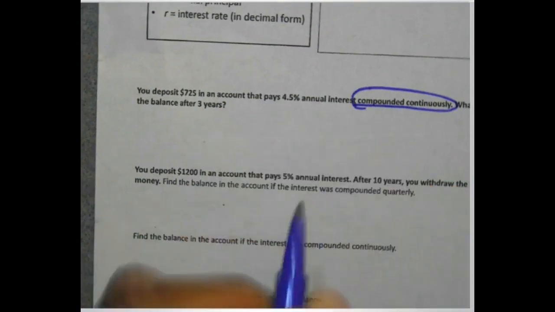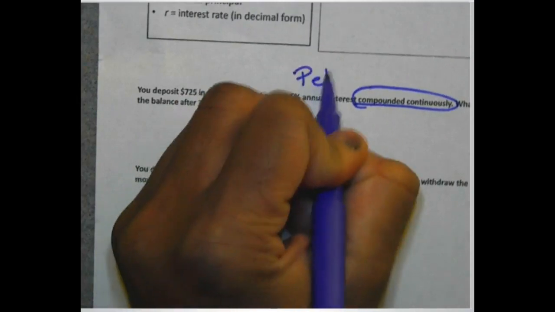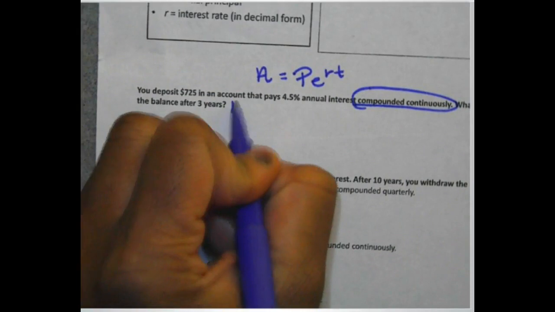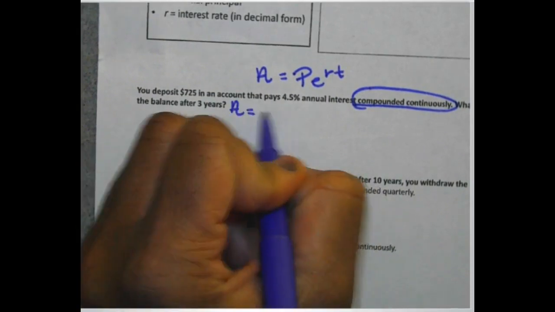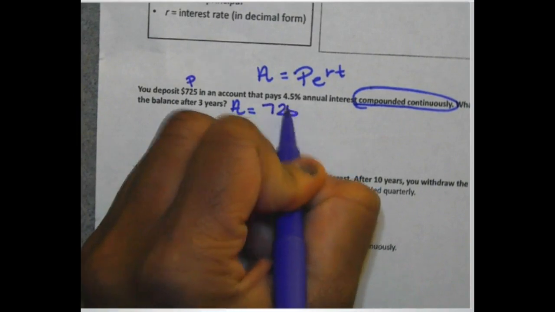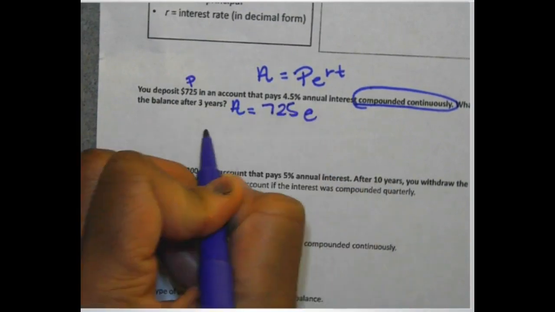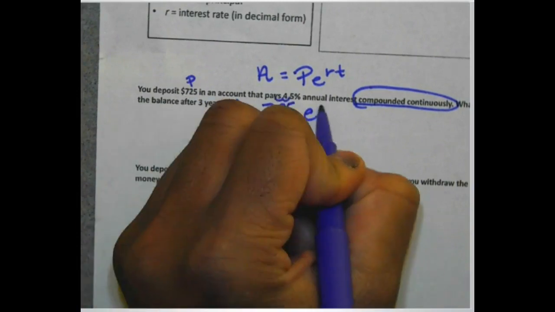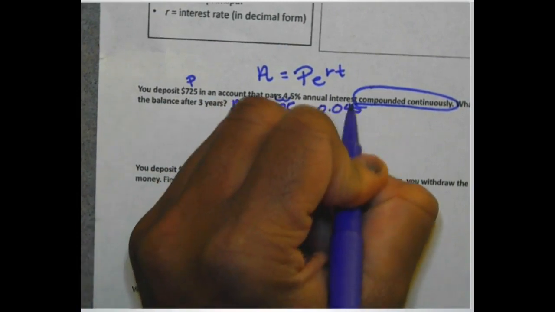Compounded continuously, that's a key word for me instead of a trigger word, which means I'm going to be using PERT. It used to be a shampoo called PERT. I don't know if it's still a thing or not. So my account balance is going to be principal, that's the P, $725 times E to the RT. So what was the rate that we had? Moving it over twice, 0.045.